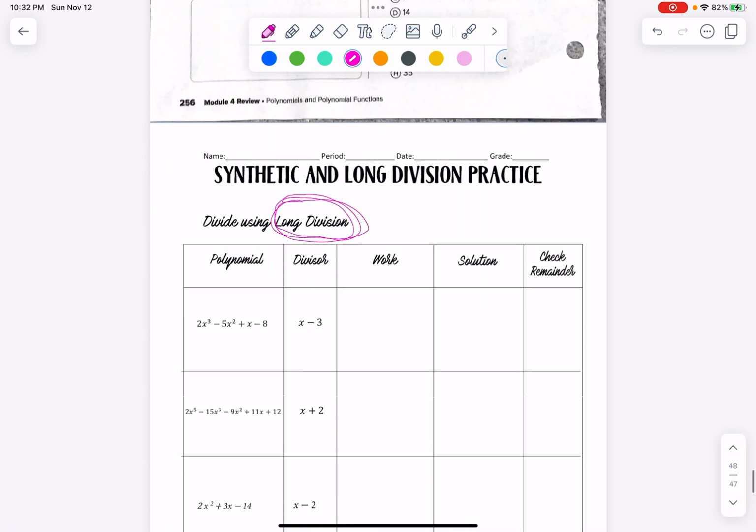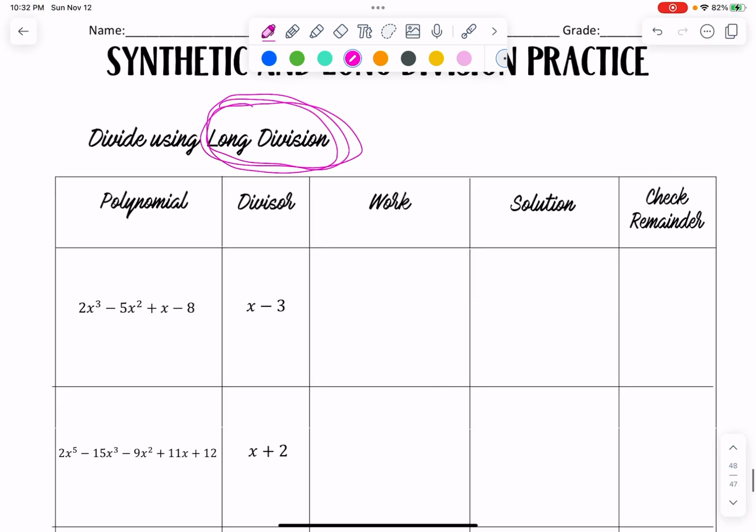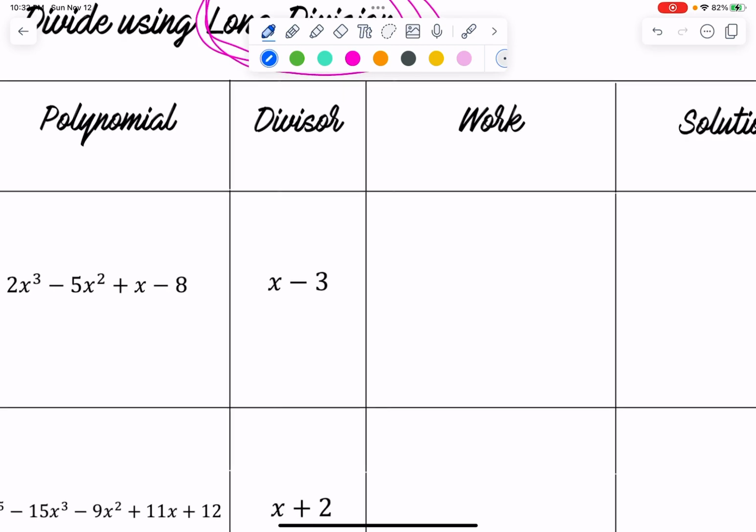Okay, so I'm going to start on the long division side, just in this box you have set up where you can show your work, and then you're going to write your solution over here. Then we'll talk about what this check remainder is, because we did not do that before, and I'll show you what I want you to do in that box. But let's go ahead and get our first problem set up, and we will get rolling on this one.